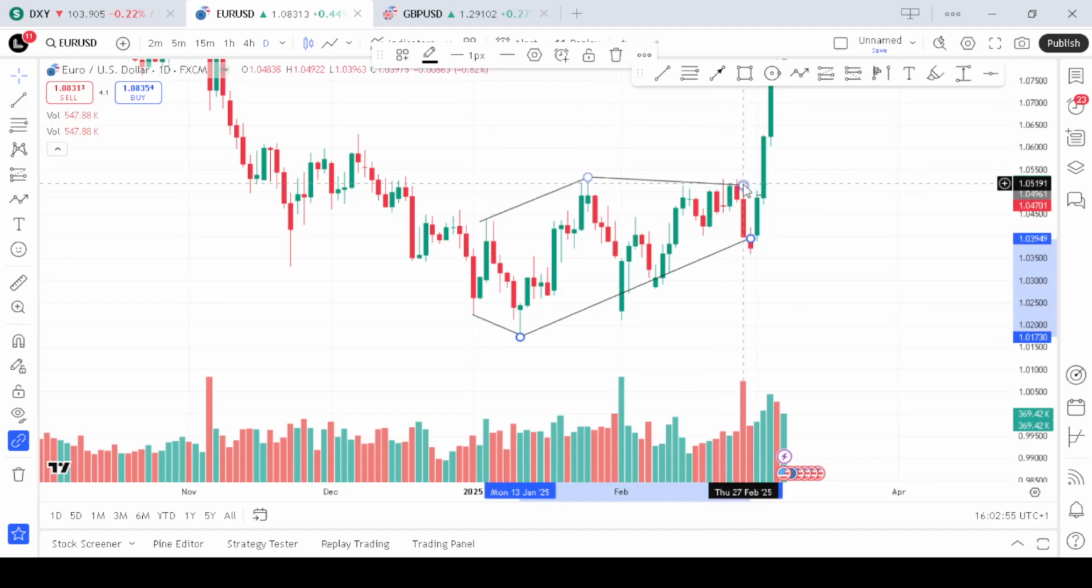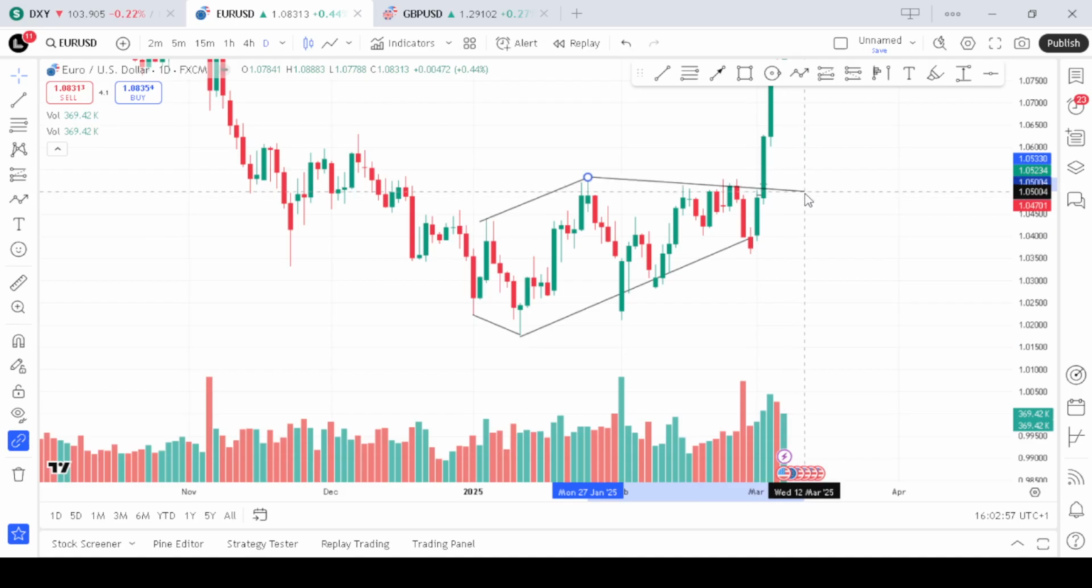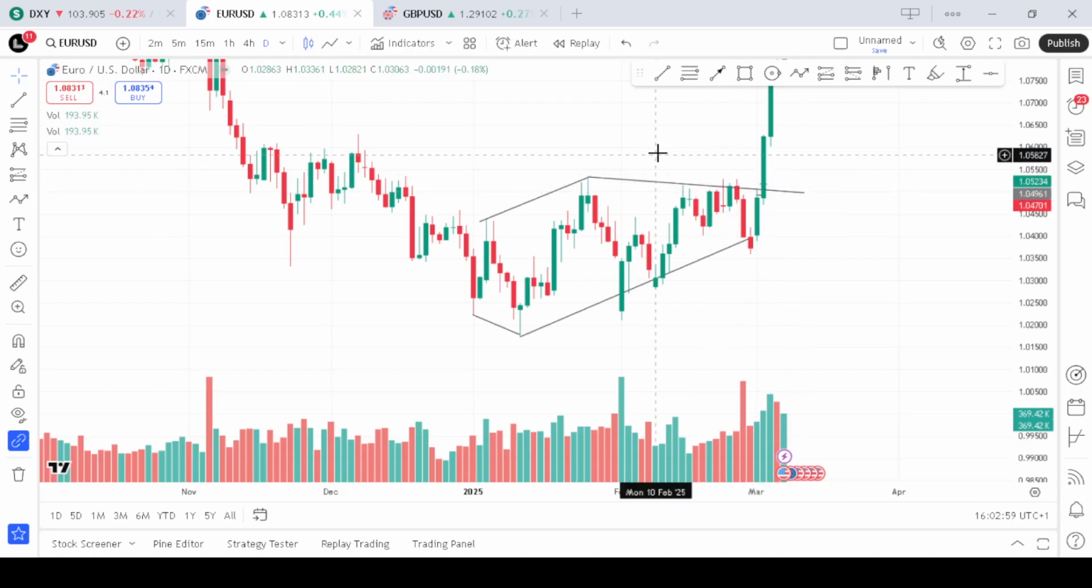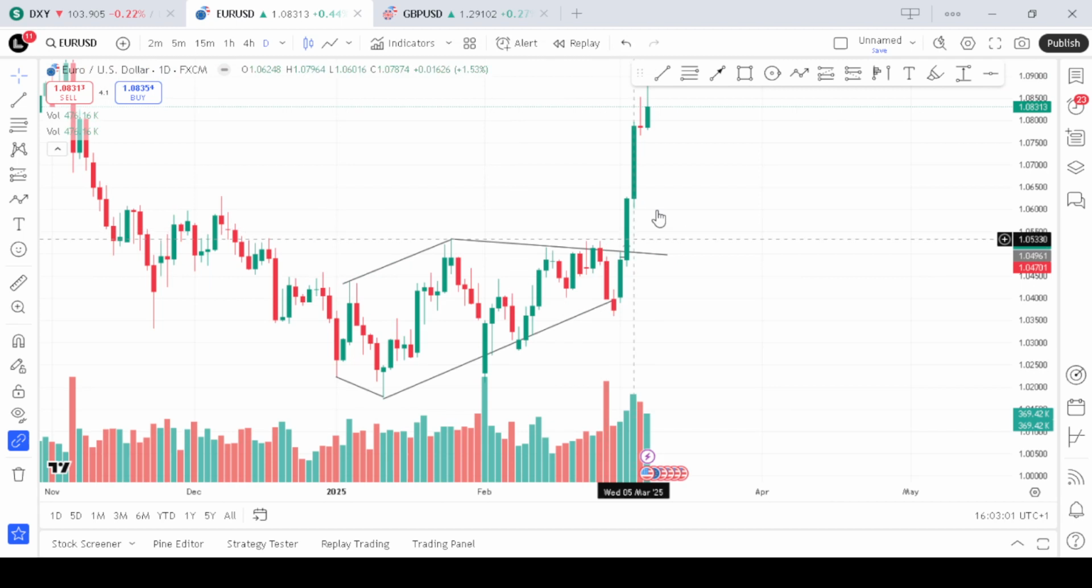So we expect price to break above this upper trend line because it's a reversal pattern. This is when we will decide to enter this trade.